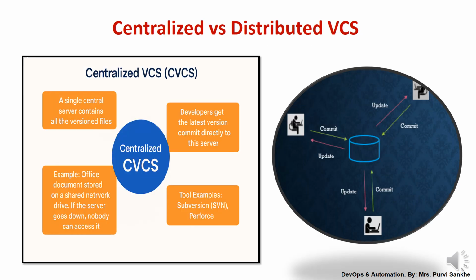We have two ways of version control. One is centralized version control and the other is distributed version control. In centralized CVCS, a single central server contains all the versions of the files. Developers get the latest version and commit directly to the server. For example, office documents stored on a shared network drive: if the server goes down, nobody can have access to them because the things are saved only on the central server.